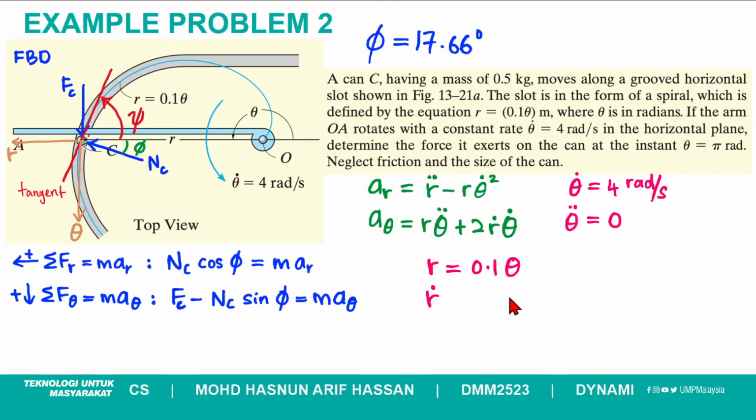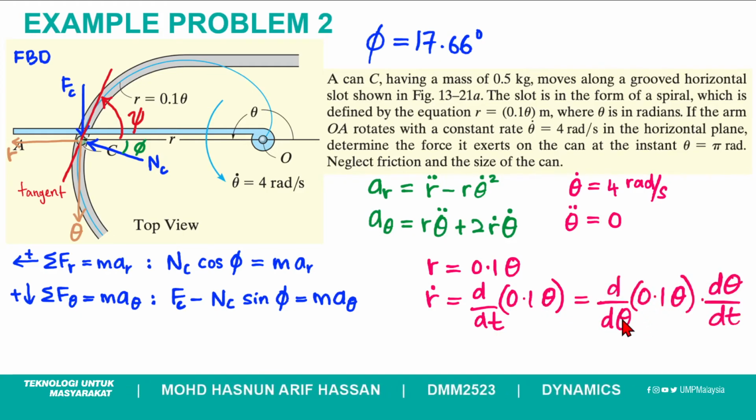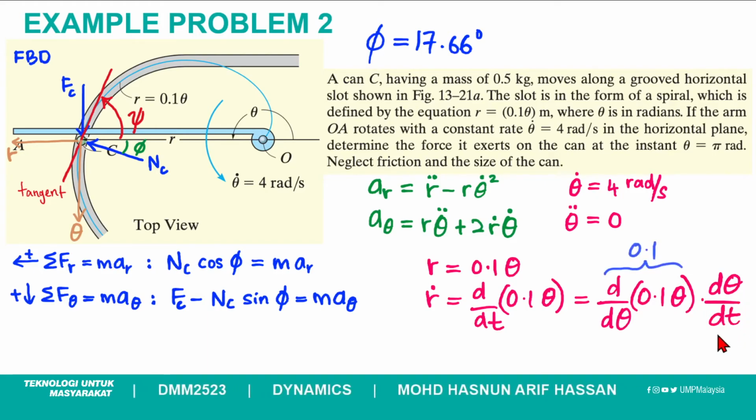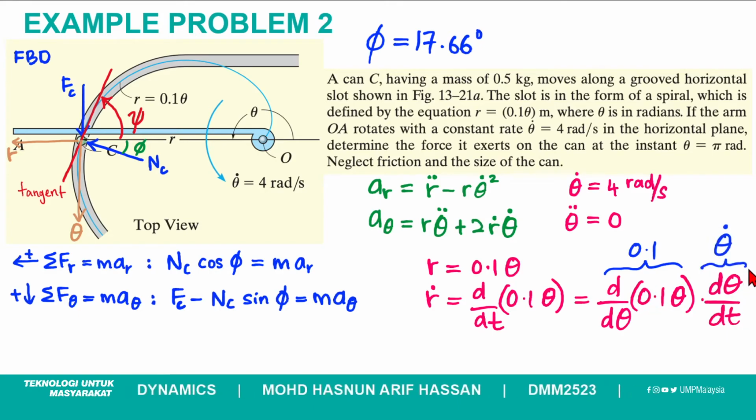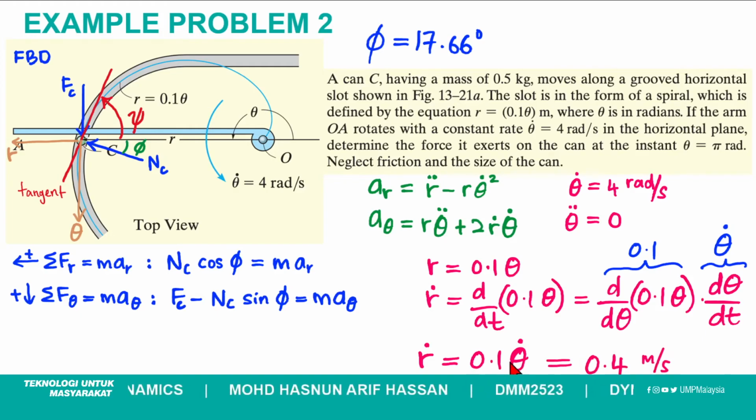R dot sama macam tadilah, d over dt of 0.1 theta. So, now we have theta and t. We need to use chain rule balik lah. So we need to use d over d theta of 0.1 theta times d theta over dt. So this will be 0.1, and this will be theta dot. So in the end we have R dot is 0.1 theta dot. Kita substitute terus. Theta dot ni kita ada kat sini 4. So 4 times 0.1, we have 0.4 meter per second.